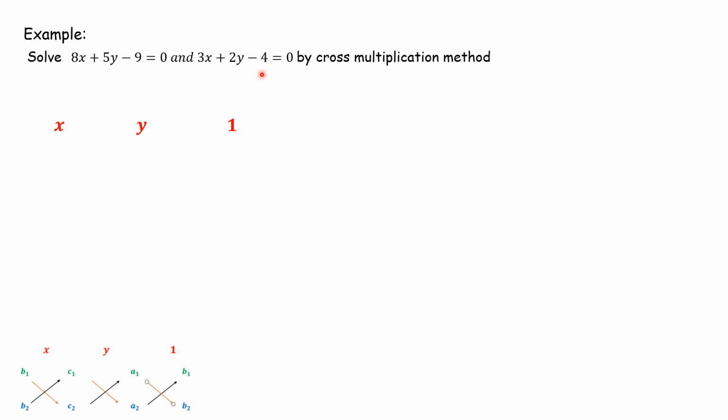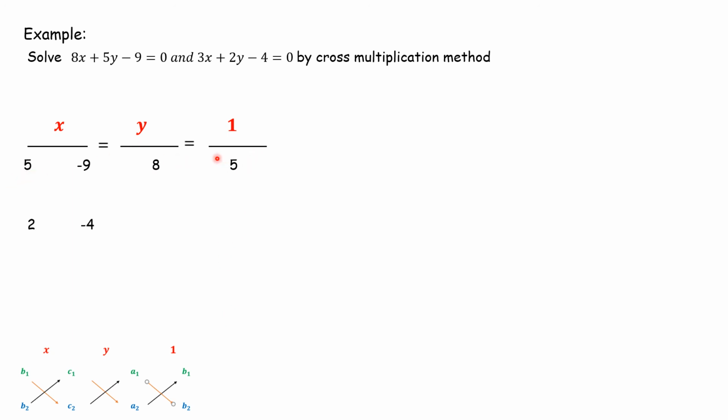x, y, 1. This is the structure. Under that, what will you write? Under x we will write b1, and b1 is nothing but 5. After that you will write c1, which is minus 9. After c1 what will you write? a1. What is our a1? 8. After a1 you will write b1 again. So it has to start with 5 and end with 5.